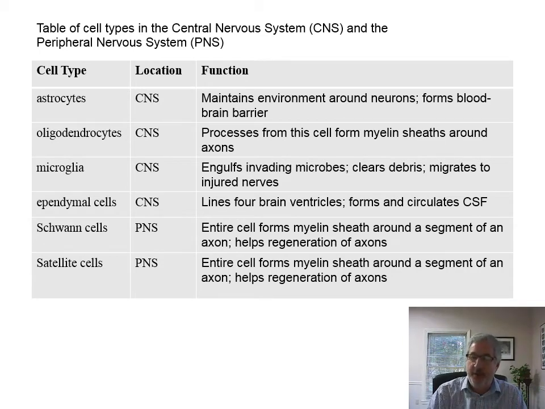So we have, here's the cell types that are in the central nervous system. We have astrocytes, or the neuroglial cells.